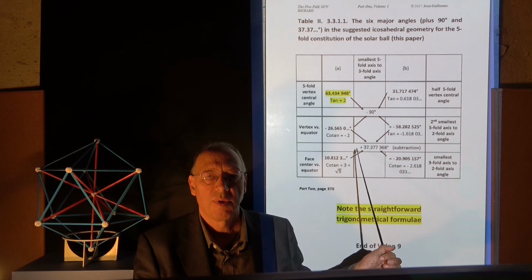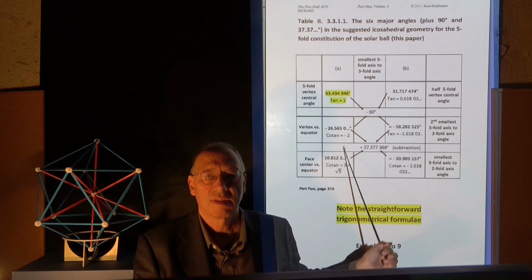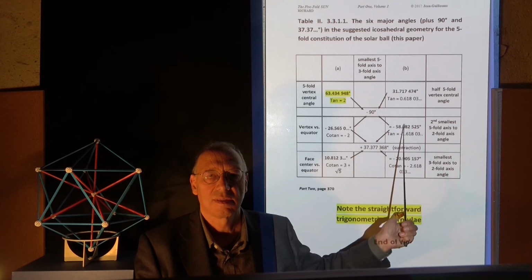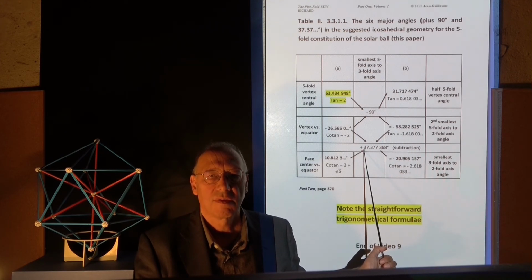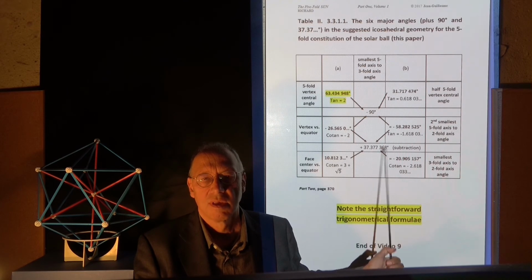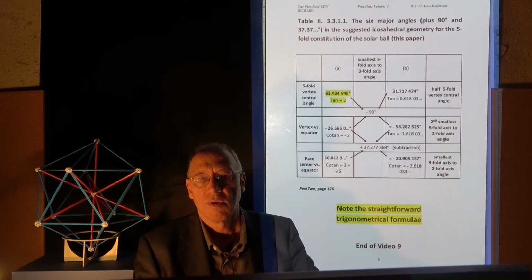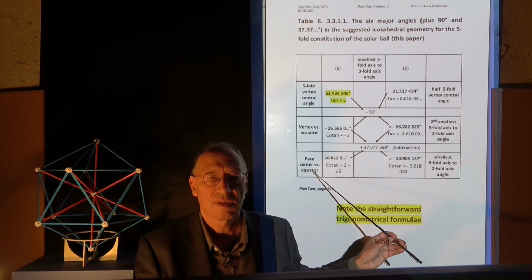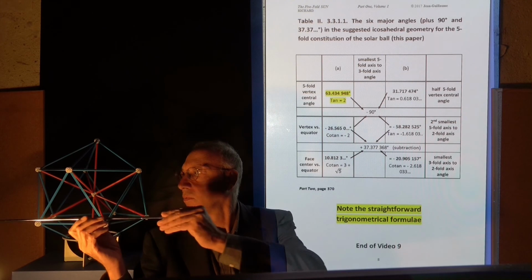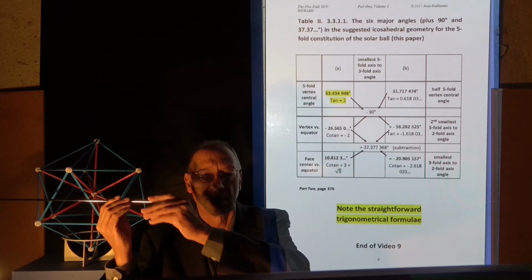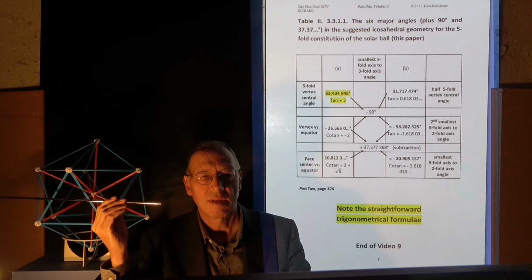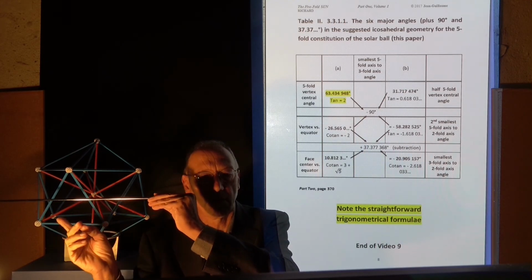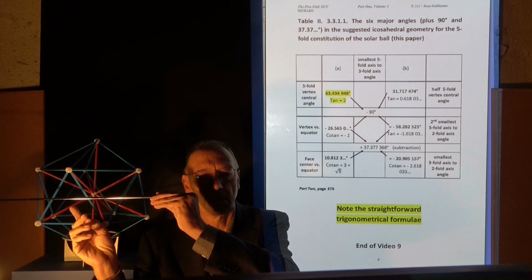Then there is in the lower part a set of angles that add up or subtract, in this case, to a value of 37.37 degrees. We are not going to comment right now on all of these angles. Maybe we should nevertheless state the face center versus equator angle, which is 10.8 degrees. You see, if I draw the equatorial line, a face center will be located somewhere here, and it will be at a distance of 10.8 degrees.